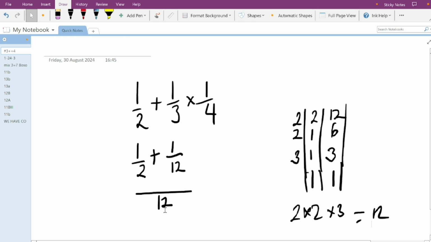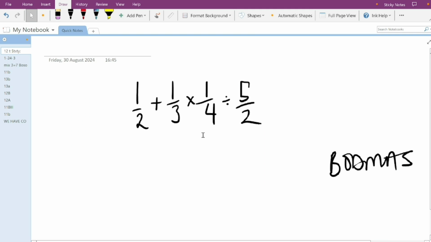So we can say 12 divided by 2, which is 6. The result, which is 6, times this 1. That's 6 times 1 is 6. Then you have 12 divided by 12, that's 1. 1 times 1 is still 1. So we still have a positive sign here. So we have 6 plus 1, 7 over 12 as our final answer.